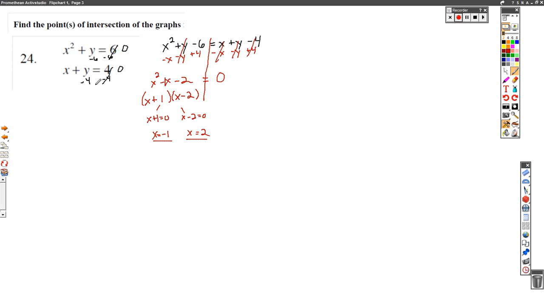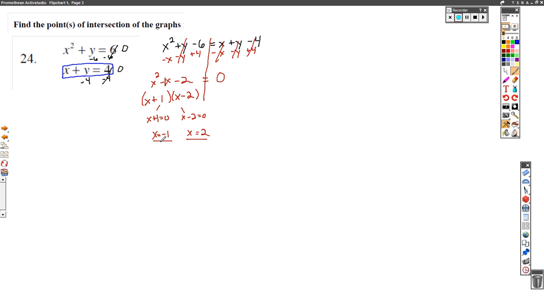The next thing we need to do is figure out what the y value is going to be. So we're going to take these x's and plug them into y. It doesn't matter which equation you plug it into, but I'd rather plug it into this one because I won't have to deal with the square. So let's go ahead and do that in blue. I'm going to take this original equation and replace the x's here to get the y's.